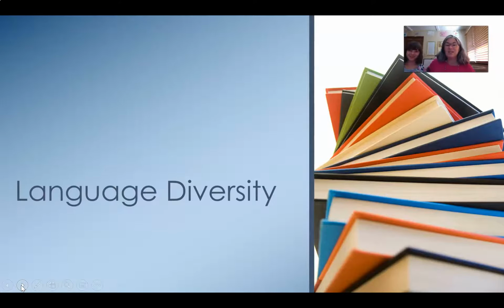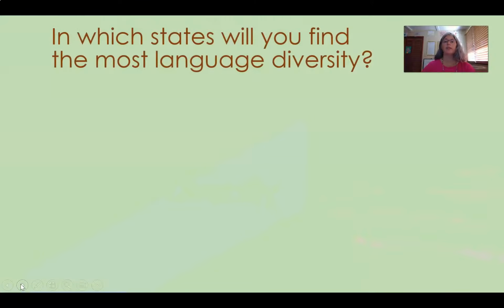We're going to continue on looking at students with language diversity. So let's continue by looking at language diversity in our students. By language diversity, I mean students who speak a language other than English. So I thought I'd start with the question of, in which states will you find the most language diversity?